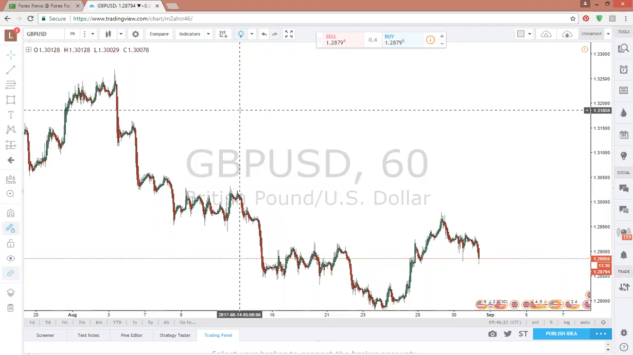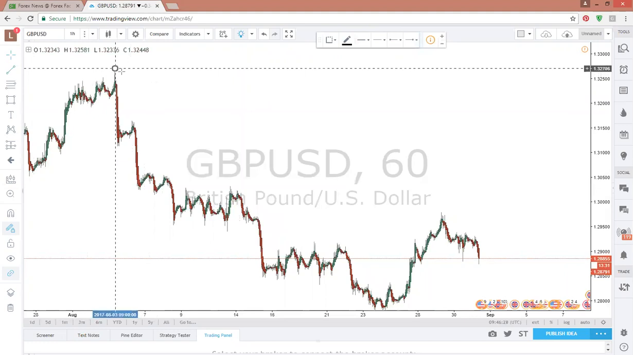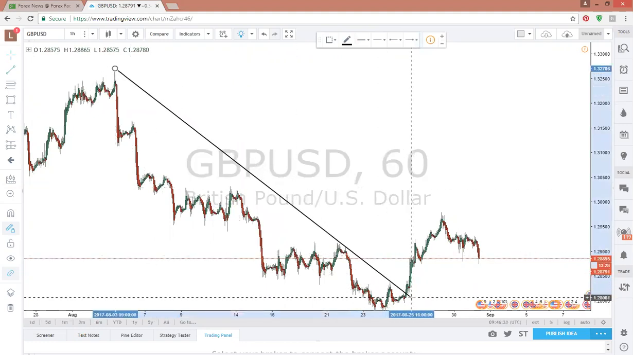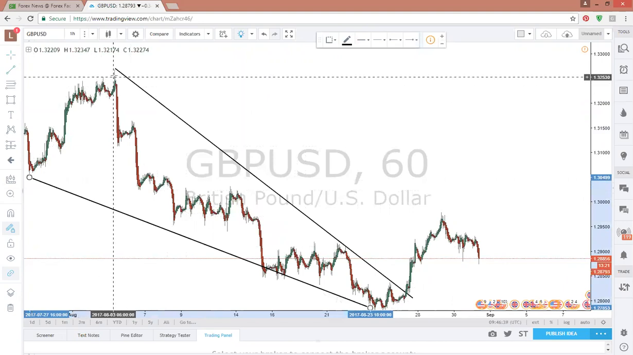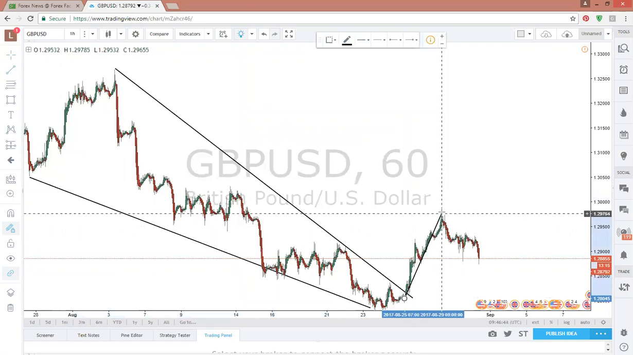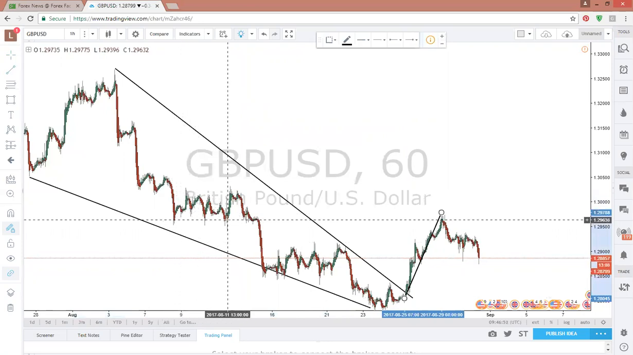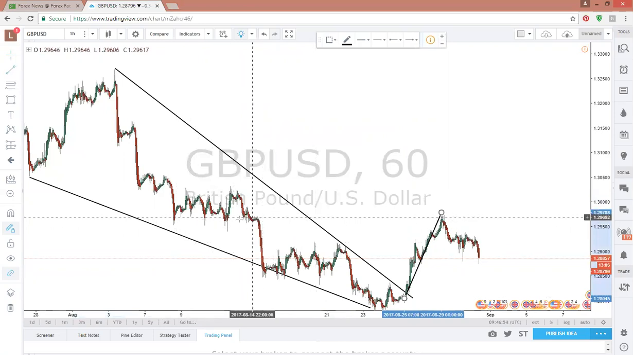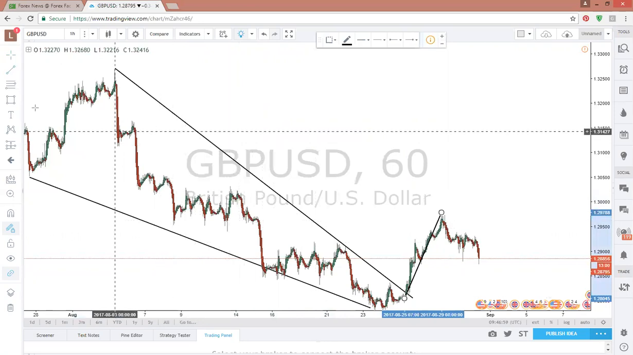Okay, so we have the GBPUSD here, 60 minutes chart. From the beginning of this month, we had a downtrend. You see this downtrend that we had. This is August. And then the market on the 25th broke that downtrend. We went to test the lows of the 8th, 9th, and the 10th. It went to test those lows, which was support, but then it was broken and became resistance.